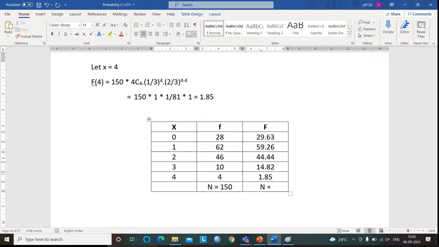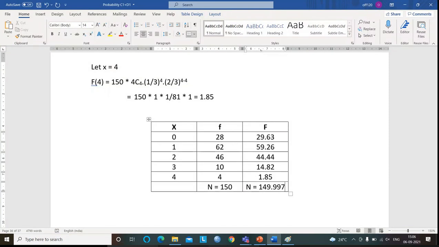1.85. Last value is 1.85. By adding all these values, we get 149.997. That means approximately this value is equal to 150. See, in the previous step, when the problem was given, we came to know that the N value is 150. Our expectation is what? Again, we need to get the 150 itself. So now the answer we got is exactly equal to what we are expecting.